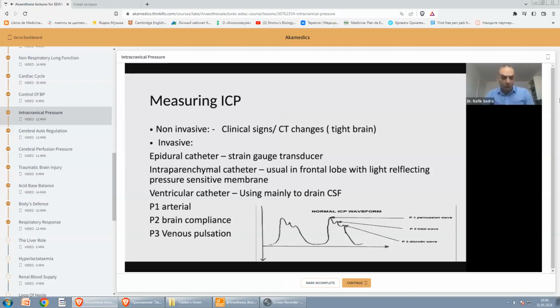Right, so what waves will you expect in a normal ICP waveform? If, for example, you put an intraparenchymal catheter in the frontal lobe of the brain, you can see on the screen what waves to expect. There are P1, P2, and P3. P1 we call the percussion wave, which reflects the arterial pulsing of the brain. The second wave is called the compliance wave, reflecting brain compliance. And the third wave is the venous pulsation. That's why it is the least in amplitude.